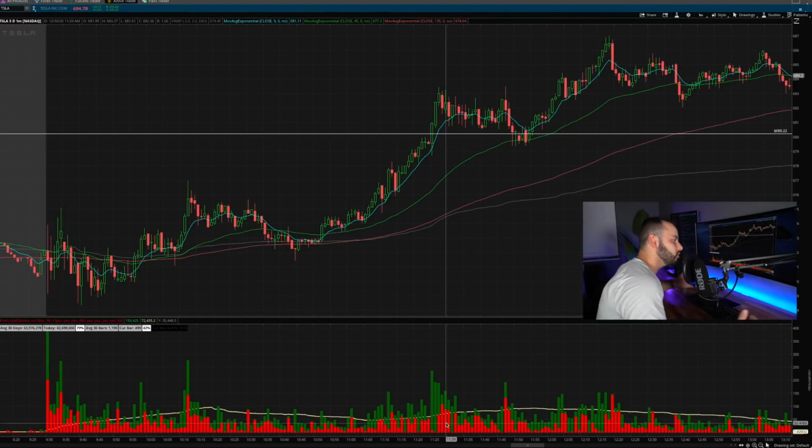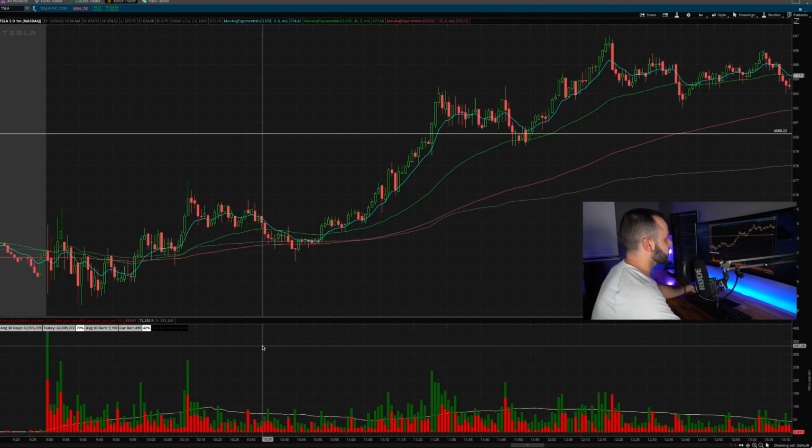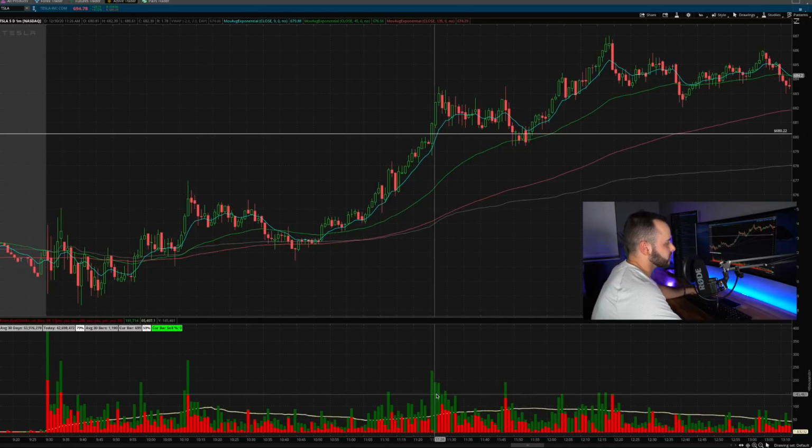Not going to give you a huge one up on the market, going to make you a ton of money, but it is pretty cool to see. During the day, you can see that the current bar, it's right here, it's blacked out, unfortunately, because the market is not open. But the current bar that's trading, it'll show you what percent is buying and what percent is selling.